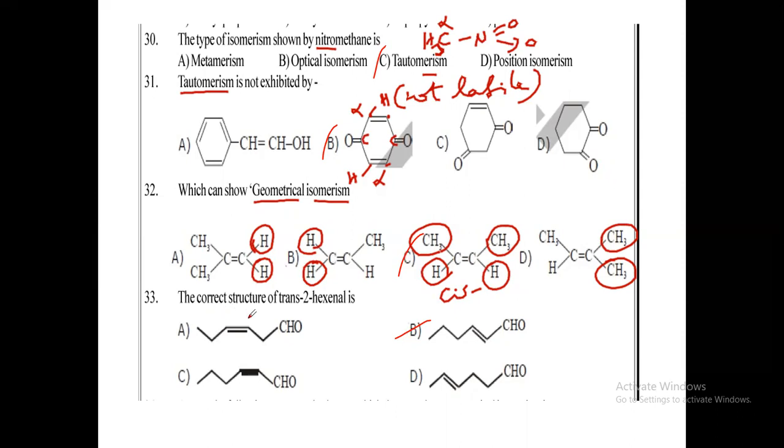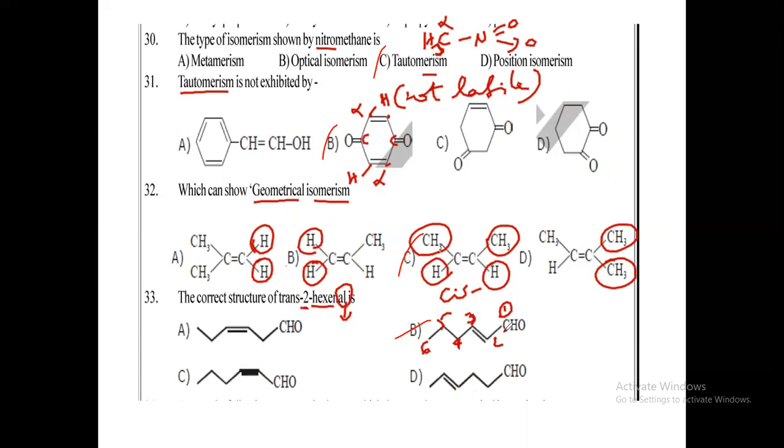Next, the correct structure of trans 2-hexenol. Here al is the secondary suffix for aldehyde, so the CHO group should be there. Hex indicates the root word which contains 6 carbon atoms. Here ene means a double bond at which position? Second position, 2-ene. So it is the first carbon atom, second carbon atom, third, fourth, fifth, and sixth carbon atom. After the second carbon, a double bond is there. So it is 2-ene.